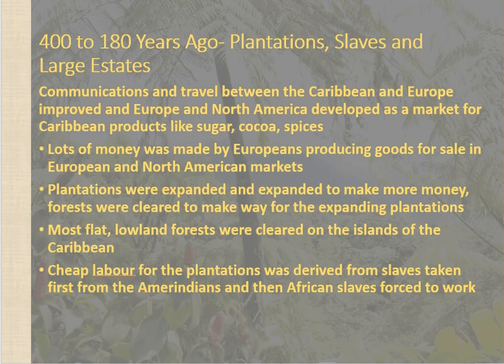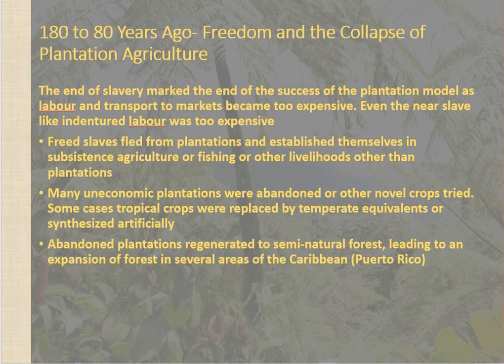Okay. So about 180 to 80 years ago, before the Second World War, from about the middle of the 1800s, the 1860s, up until the Second World War, plantation agriculture began to collapse. The end of slavery marked the end of the success of the plantation model, as labor and transport to markets became more and more expensive, and even the near slave-like indentured labor brought in from India proved to be too expensive.